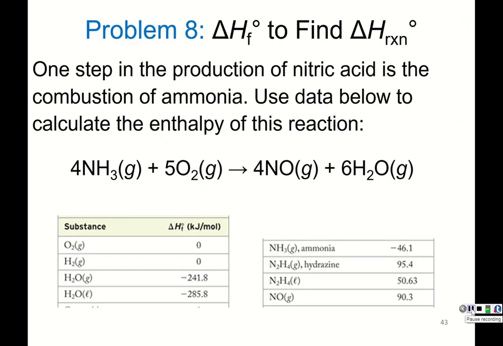Okay, so last problem, let's try another one of these. One step in the production of nitric acid is the combustion of ammonia. Use the data below to calculate the enthalpy of this reaction. So we have 4NH3 plus 5O2 goes to 4NO plus 6H2O, and the values that we need are shown in the table, the delta H of formation values.